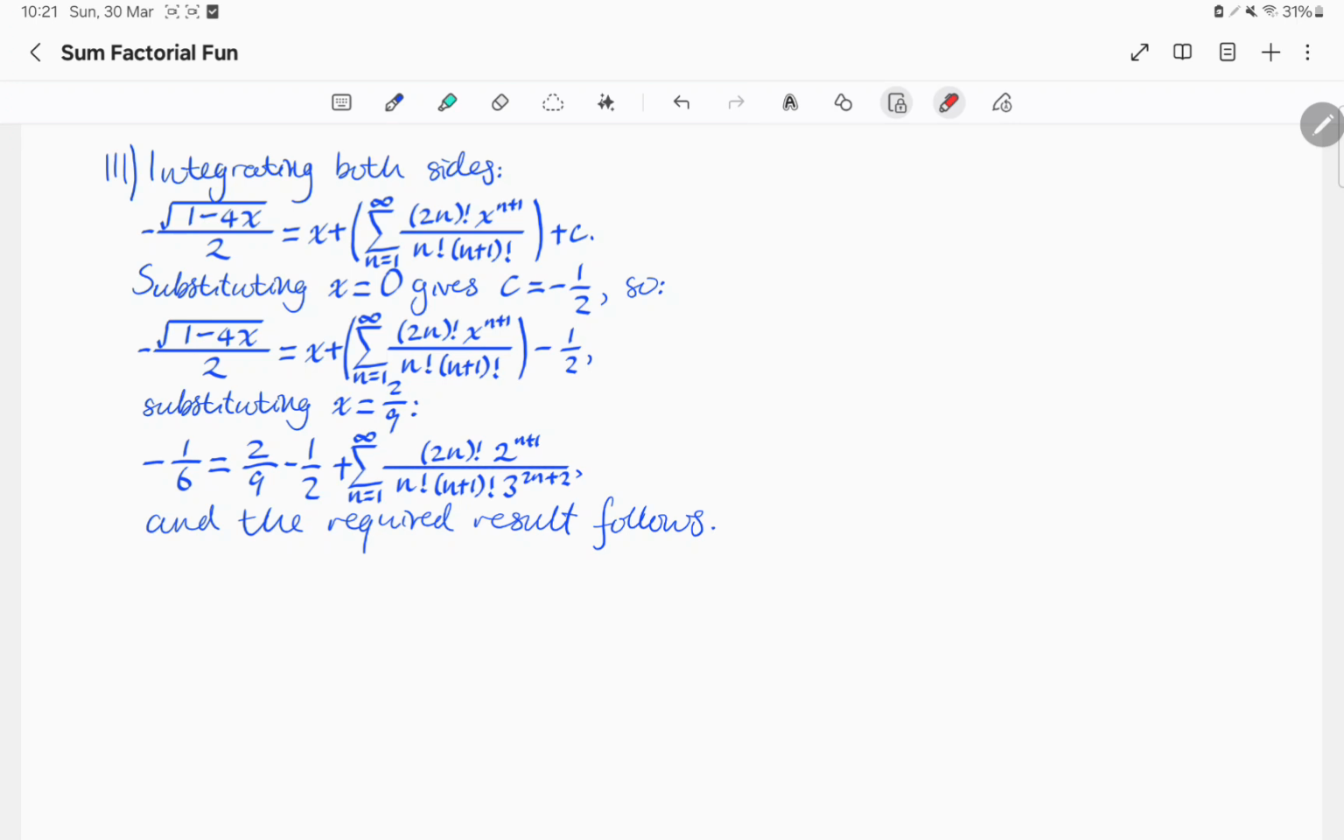Substituting x equals 0 will give us c is equal to negative 1/2. And from there, substituting x equals 2 over 9 gives negative 1/6 is equal to 2 over 9 take 1 over 2, plus the sum from n equals 1 to infinity of the factorial of 2n multiplied by 2 to the n plus 1, all over n factorial, factorial of n plus 1, 3 to the 2n plus 2. And multiplying by 9 throughout gives the required result.